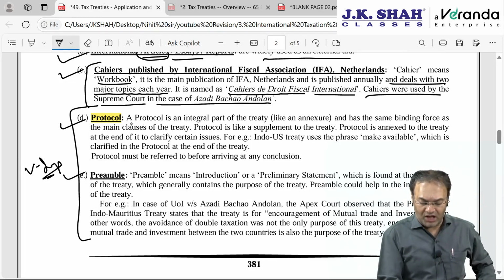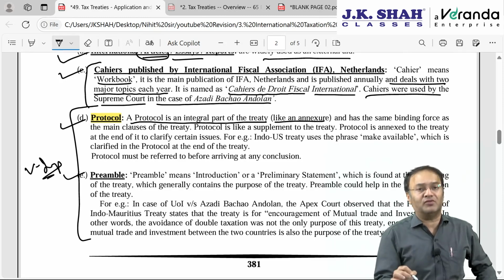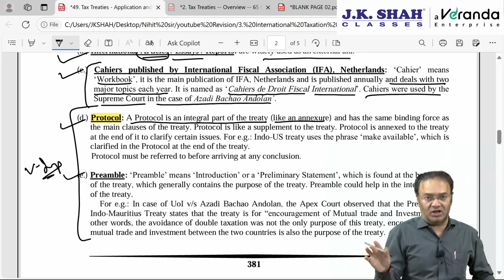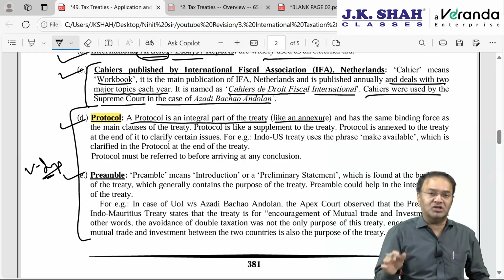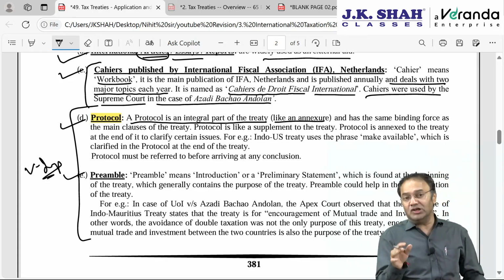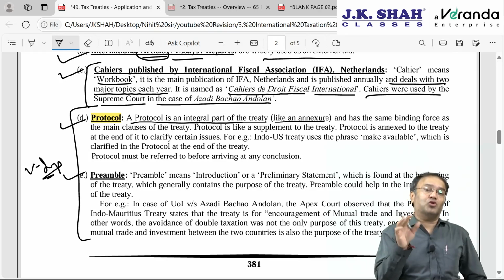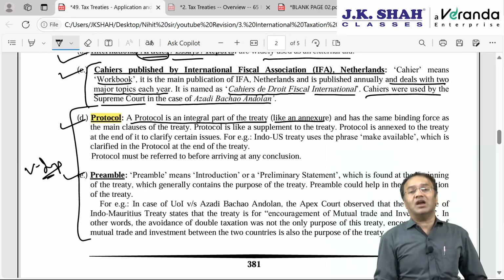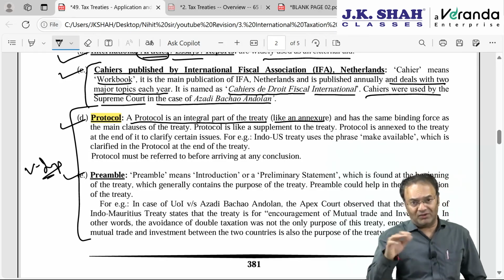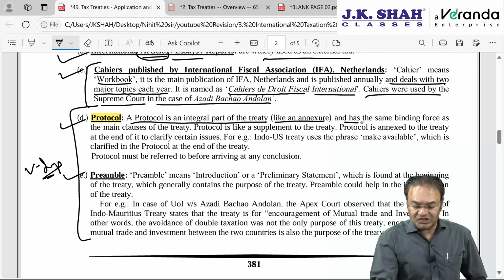So protocols are an integral part of the treaty. It's like an annexure and it's considered to be part of the treaty. It is not considered separately, not as a separate document. It's just that a title is given. Like the Income Tax Act, after the act is over, there are 14 schedules. Those 14 schedules are considered to be part of the Income Tax Act only. They are not to be dealt with separately. And it has the same binding force as the main clauses of the treaty.